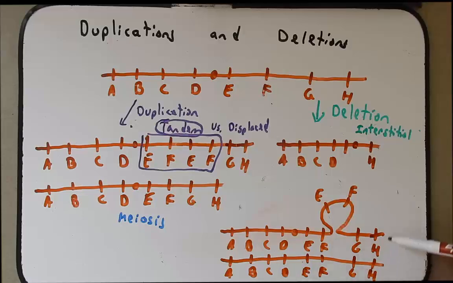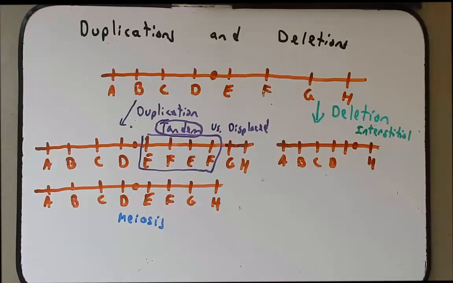But when they're heterozygous, as they often are, you have to form this loop. Now let's think about deletions and how they're going to accomplish meiosis. They have the same problem and they're going to have the same solution.